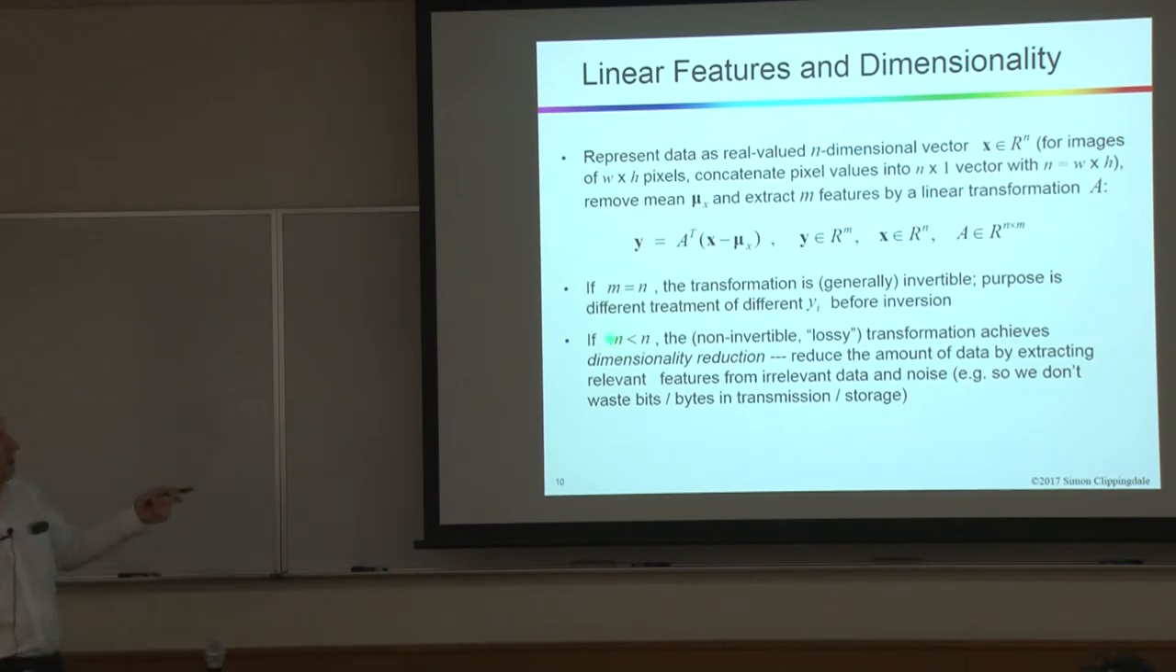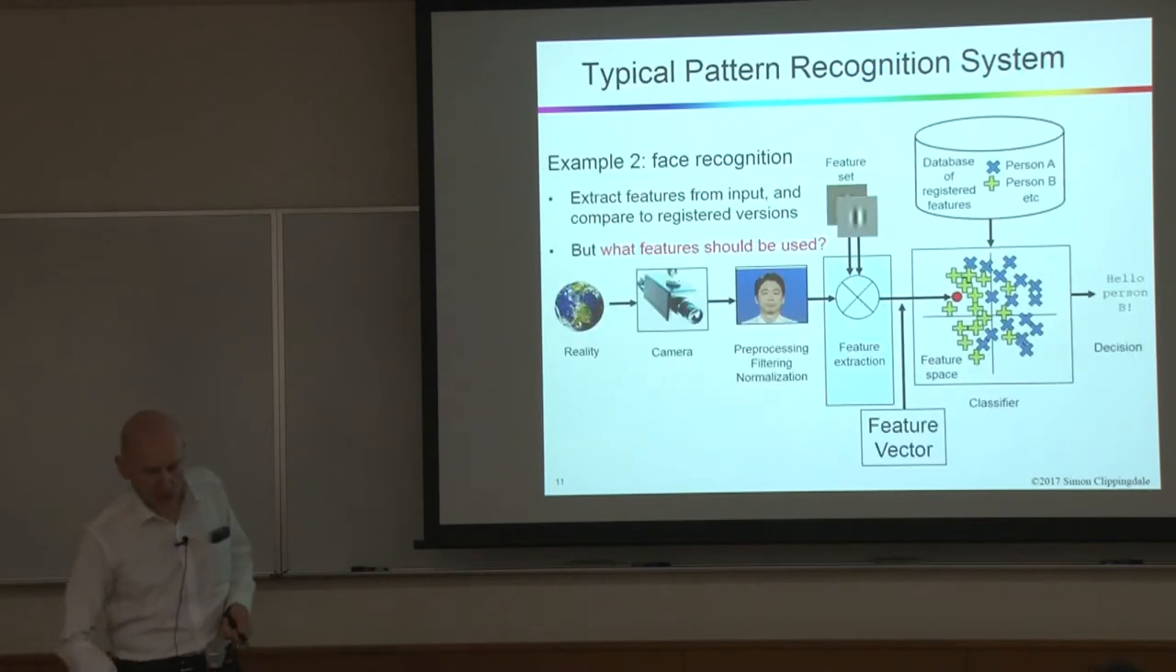If, however, there are fewer features than input pixels, which there usually will be, then the whole process is not invertible. But it does achieve dimensionality reduction or compression. So you're reducing the amount of data by extracting relevant features, you hope. And what is a relevant feature is going to be expressed in our transformation matrix, so that we don't waste bits or bytes in transmission and storage.